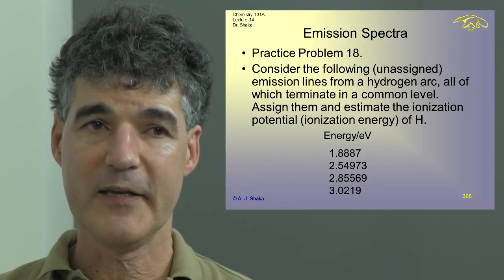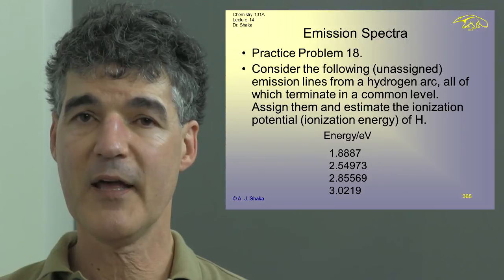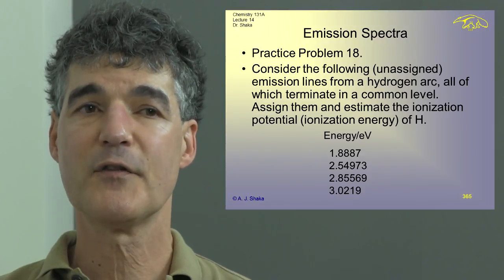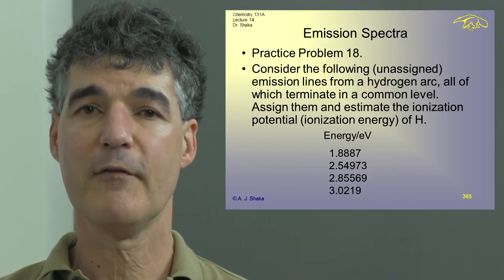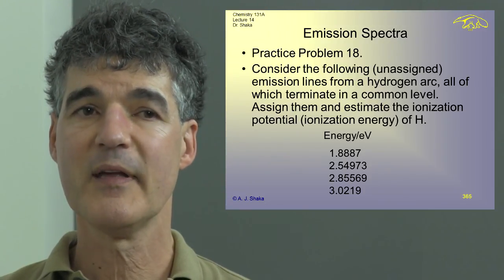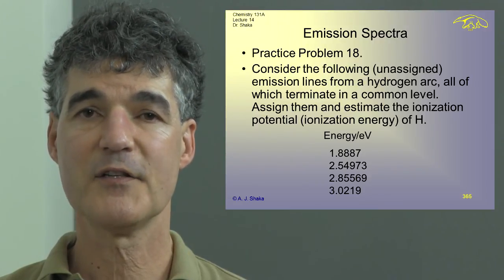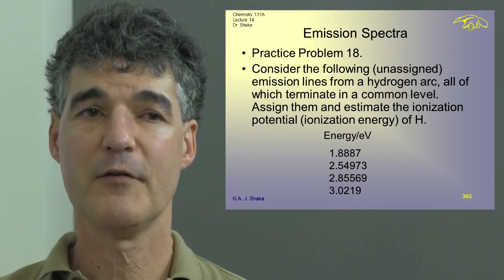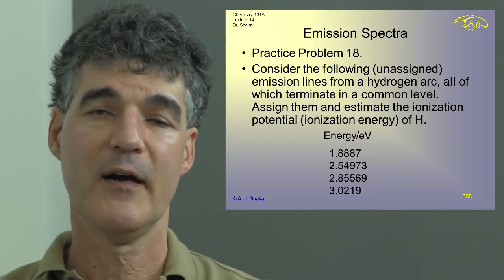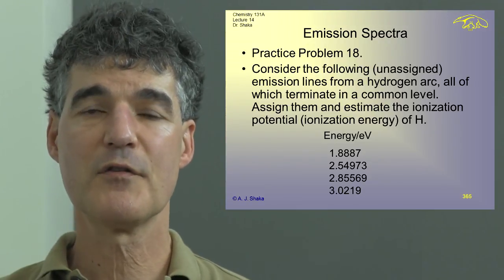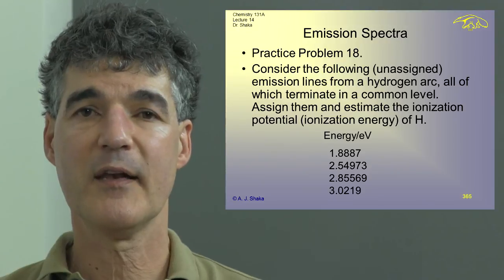Practice problem 18. Consider the following unassigned, that means we don't know n or l, emission lines from a hydrogen arc, all of which terminate in a common level. Assign them and estimate the ionization potential, or the ionization energy, same thing, of hydrogen. Well, the hydrogen arc is just we put a big lightning strike, a voltage through, and we excite the atoms, and then they emit light.